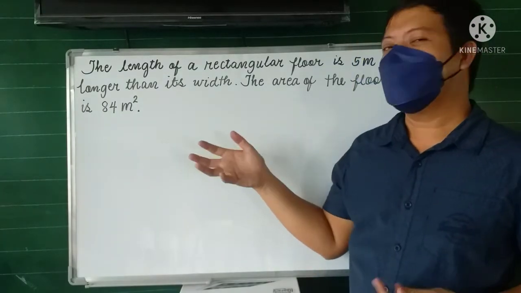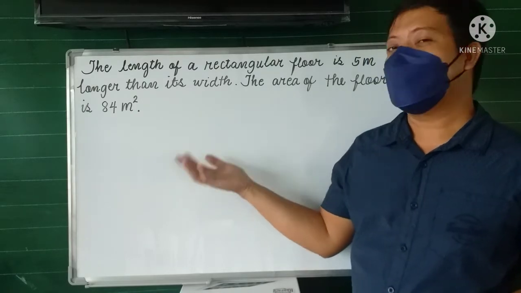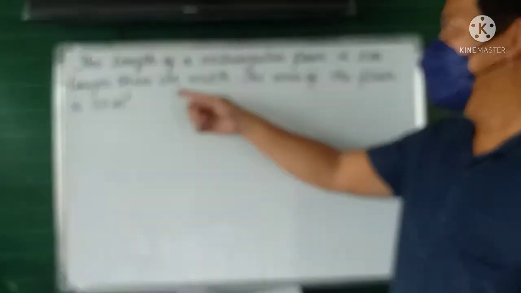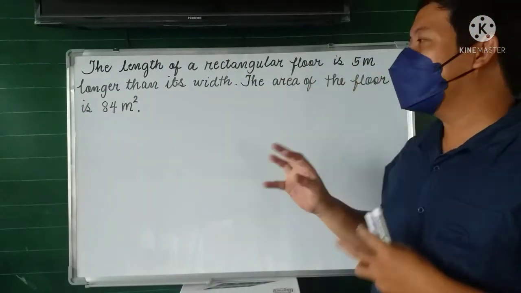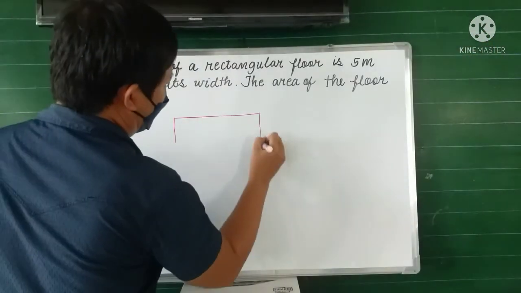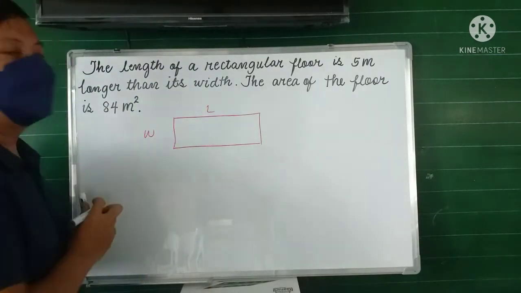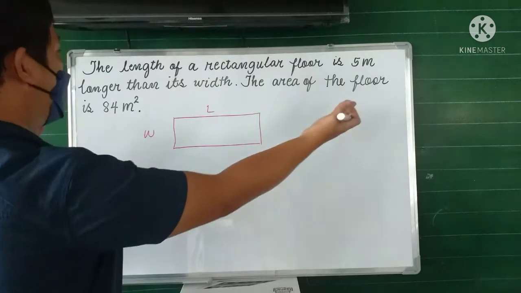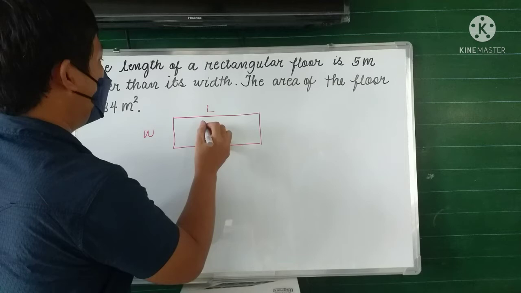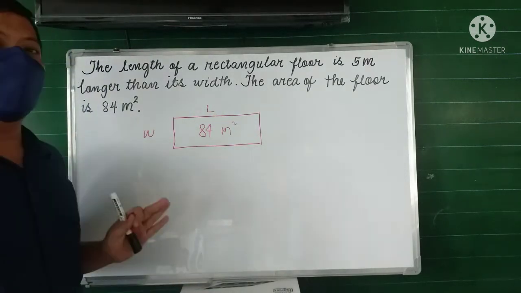In this problem, maybe you're going to ask me what are the given. So the given are the area, also the width, but finding the length is conditional. Why? Because the length of a rectangular floor is 5 meters longer than its width. So example class, we have the rectangular floor. This is the rectangular floor. We have the length and also the width. Okay, from the given, the area of the floor is 84 square meters. That means the total area is 84. And then after that, we're going to find the length and the width, or the dimensions.